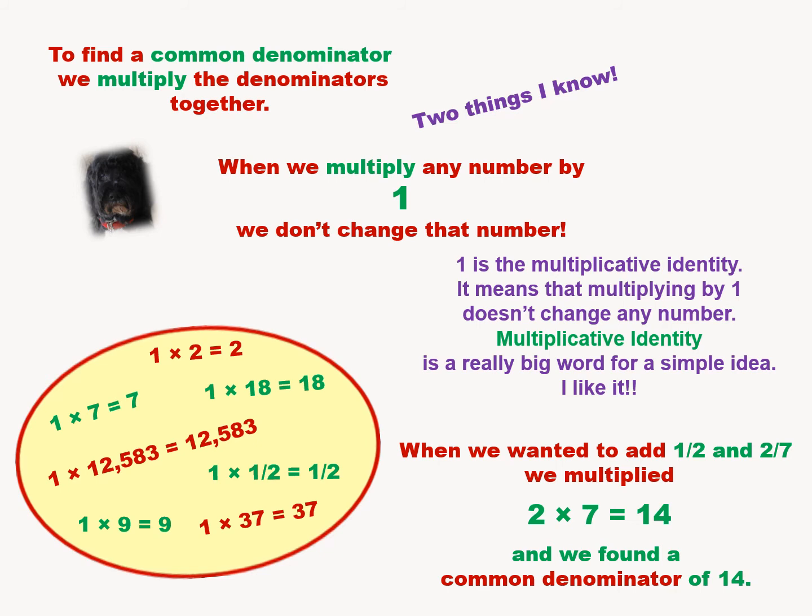When we wanted to add 1/2 and 2/7, remember that we multiplied 2 times 7 to find a common denominator, and we found the common denominator of 14. But how will we find the numerator? Well, Sam will tell us.